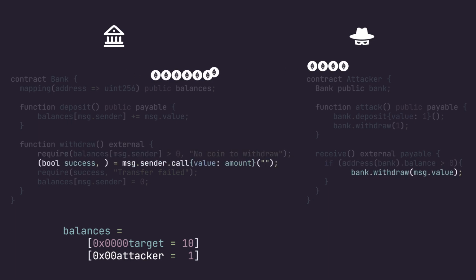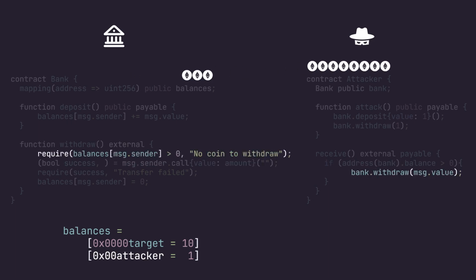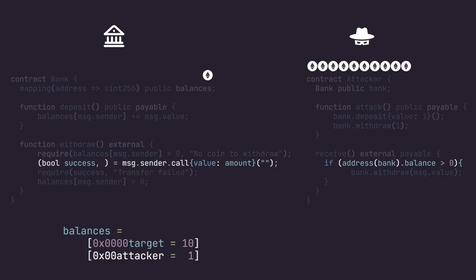The other coins will be withdrawn the same way, one by one, until the balance is 0. When there is no more coin in the bank, the function receive of the attacker will not be called anymore and sends a success status. The function of the bank can terminate easily without error and set the balance to 0.